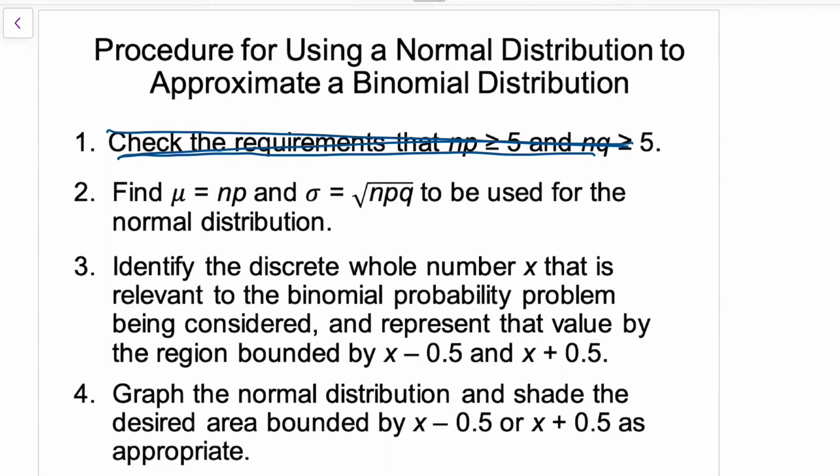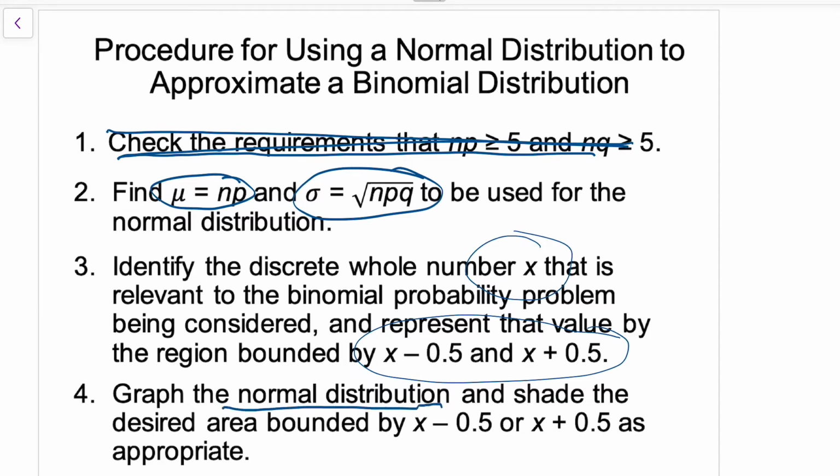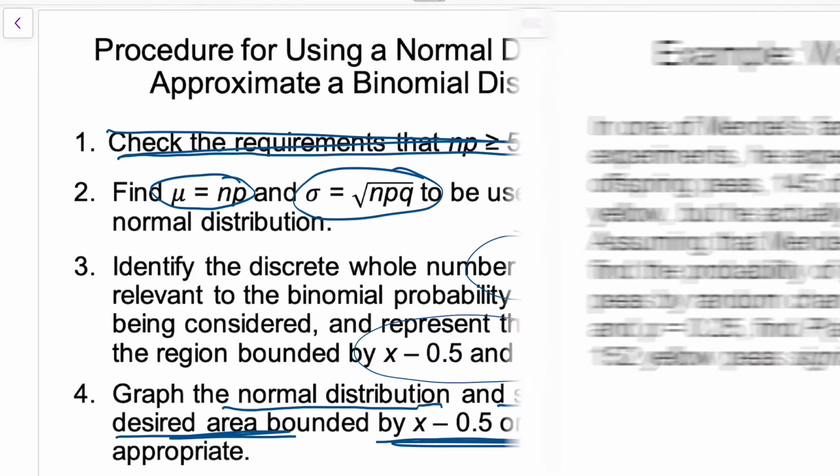So our first actual step is finding the mean and the standard deviation we need to use for our normal approximation. Next, we need to identify the discrete number x that is relevant to the binomial problem and find its continuity correction, the interval that it represents, where x is minus 1/2 and x plus 1/2. What we're going to do is graph our normal distribution and shade the region or the area that is bounded by one of these two as appropriate.